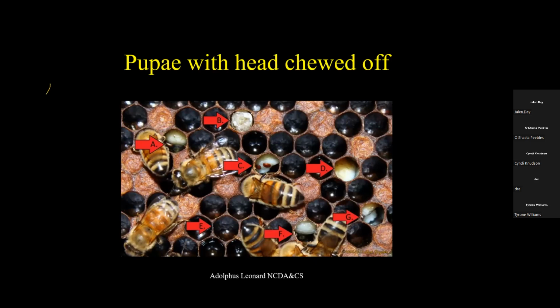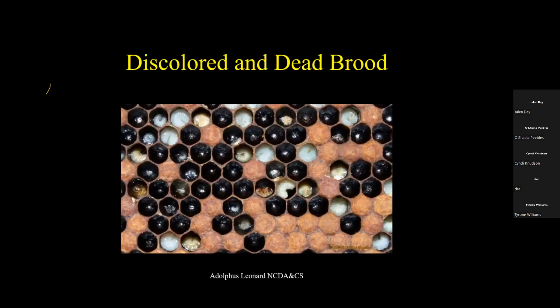They've chewed the heads off. They've exposed a couple of mites inside. They're dragging these developing pupa out of the cell to try to retard the reproduction of the varroa mite. This is kind of a good thing because this is hygienic behavior, but it also drags the colony back.